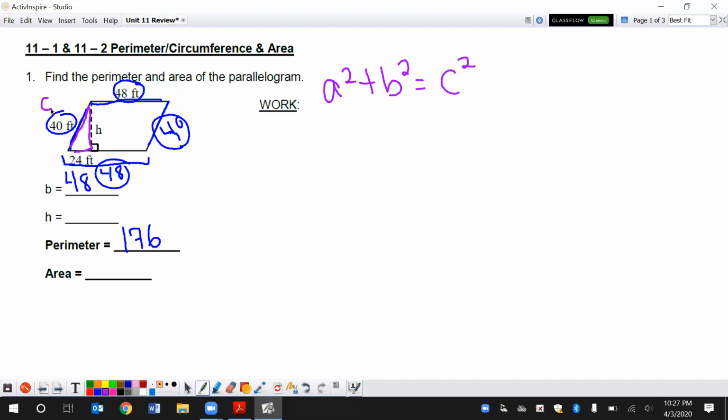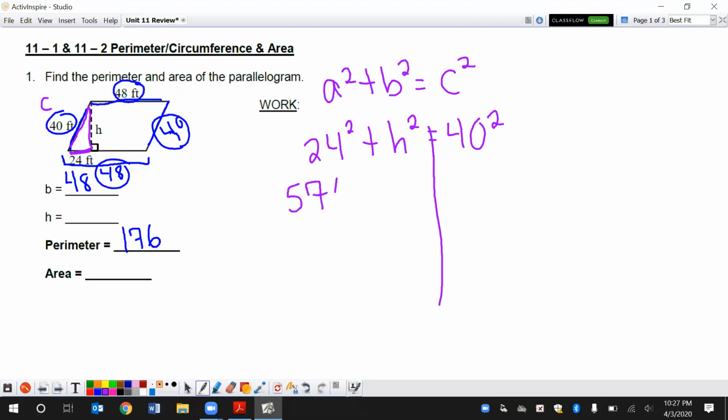And so I'm going to say a is going to be this number right here, my 24 squared, plus b is going to be h, which is what I'm trying to find. And c is going to be that 40. So I'm solving this equation to find the height. So 24 squared, that's 24 times 24. That's 576. 40 squared, that's going to be 40 times 40. That's 1600.